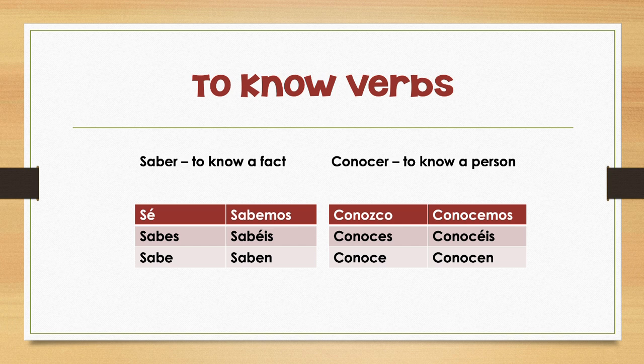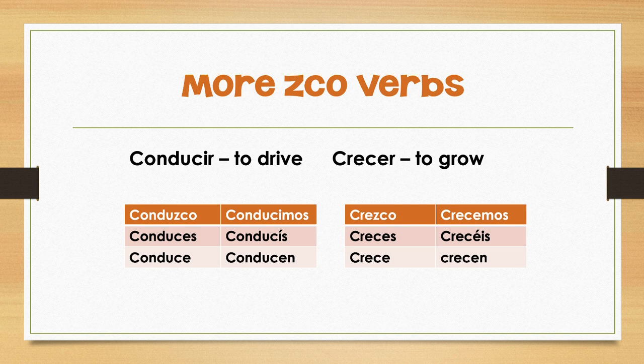So conocer is a ZCO verb, and it might be the only ZCO verb you've officially learned, but there are some other ones. For example, conducir, to drive, is conduzco, conduces, conduce, conducimos, conducís, conducen. And crecer, to grow, crezco, creces, crece, crecemos, crecéis, and crecen.